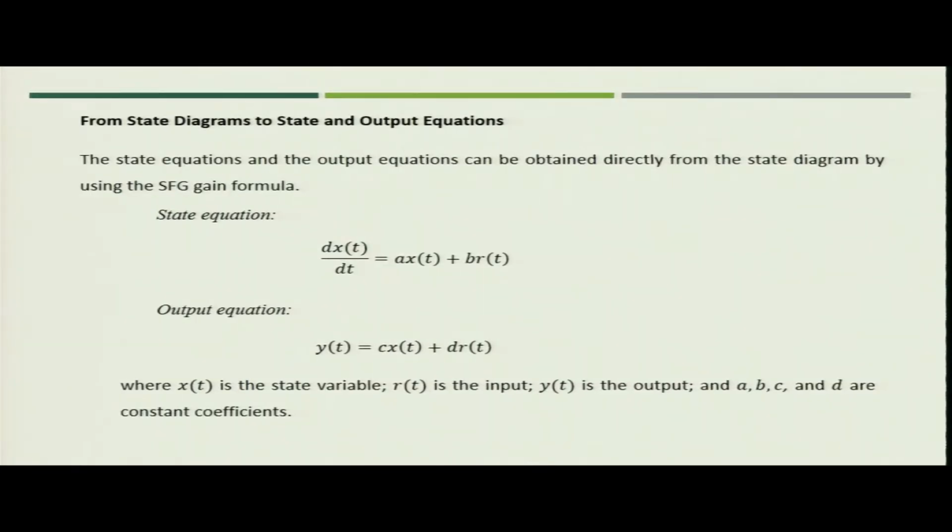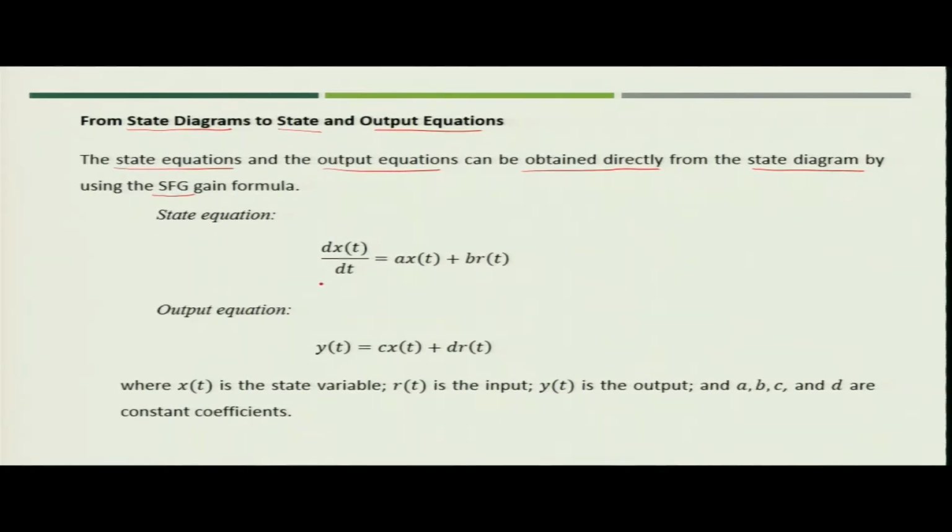Before going into the state transition matrix, let us first understand how you will create the state and output equations from the state diagram. You may know that the state equation and output equations can be obtained directly. We have discussed state and output equations in the previous lectures. Today we will see how they can be obtained with the help of the state diagram. For that we use the signal flow graph gain formula to find the state and output equations.